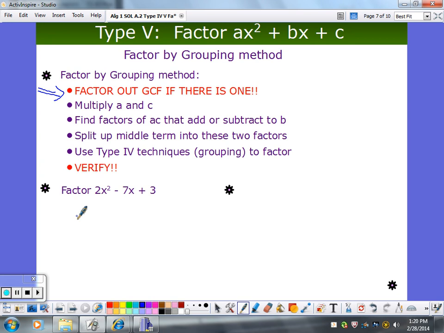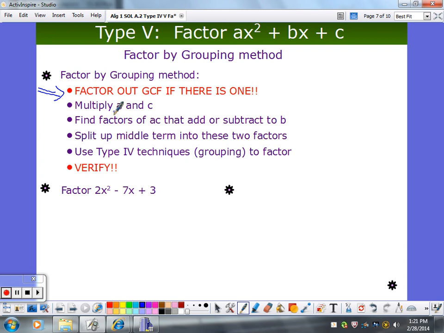So I'm looking at this guy here, 2x squared minus 7x plus 3, right? This is not a type 3 because look at this, my leading coefficient is not a 1. This is a type 5. So here's the process. Everybody up and watching. It's not that hard, but there's stuff going on here.